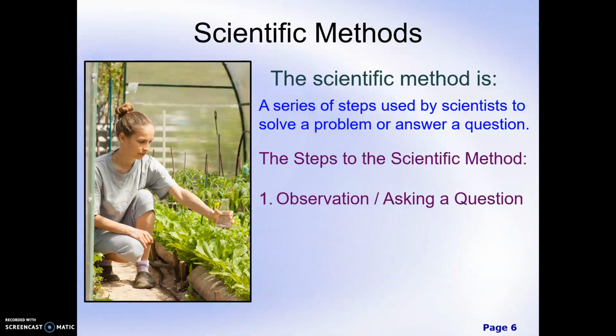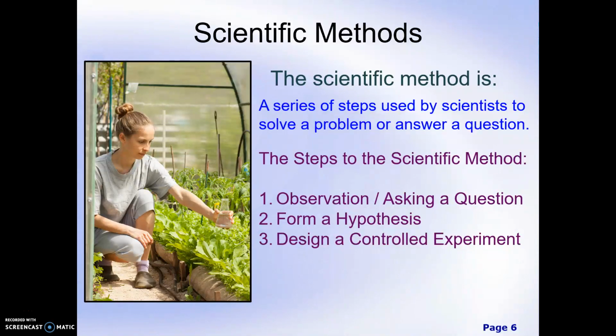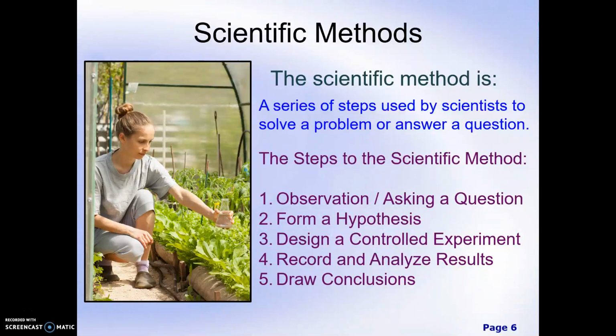So the steps go like this. We have an observation of something. We see that something's happening. We ask a question about it. We form a hypothesis, so our idea of why this might be happening, and then we design an experiment to figure out if that is why this is happening. Once we do the experiment, we record and analyze the results from it, and then we draw conclusions based on that. So let's go more into detail here, and you're following along in your notes, hopefully, writing these things down. Remember, pause anywhere if you need to.